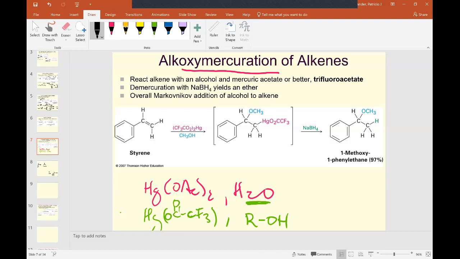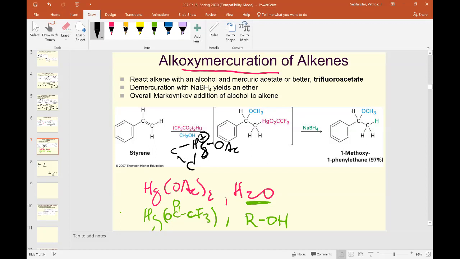So here you have your carbon-carbon double bond, right? Because you are reacting this with mercury, the double bond will be gone, and you will form a mercurinium ion. Mercury, positively charged, still with one of the acetate units. And then instead of having a water molecule attacking one of the carbon atoms of the three-member ring, you will have an alcohol. How about the regiochemistry of this reaction?